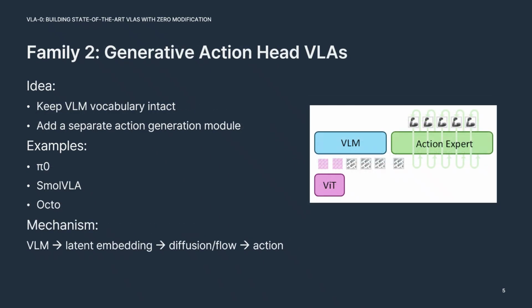The second family is generative action head VLAs. The core idea is to keep the language ability of the VLM intact and let a separate module generate the actions. Structurally, the VLM takes images and an instruction as input and produces a latent embedding. On top of that, a separate action generation module is attached. This module can be a diffusion model, a flow model, or a Gaussian head. So the overall flow is VLM, latent representation, generative model, then action.